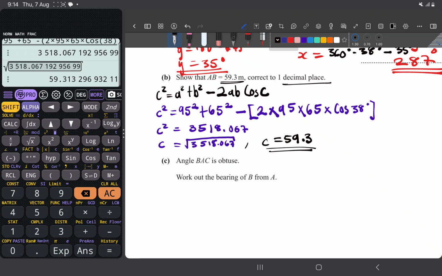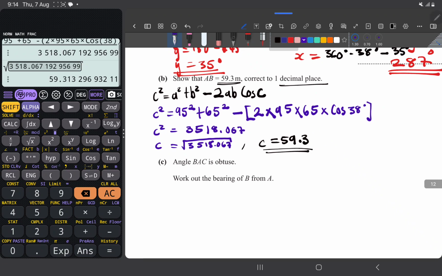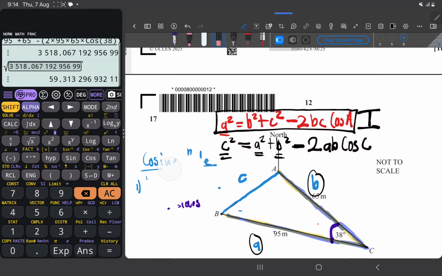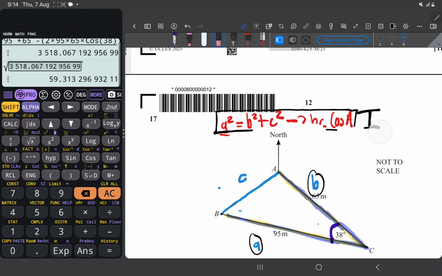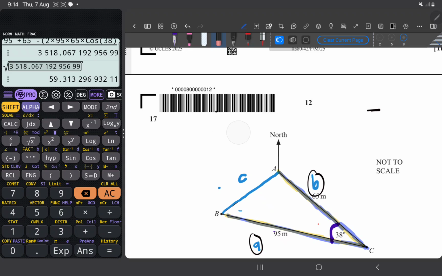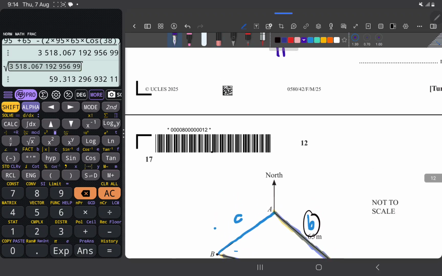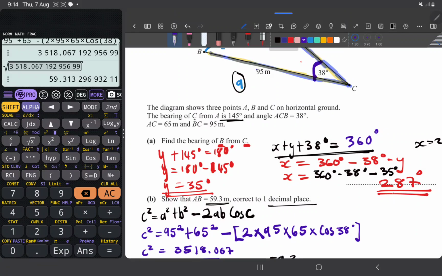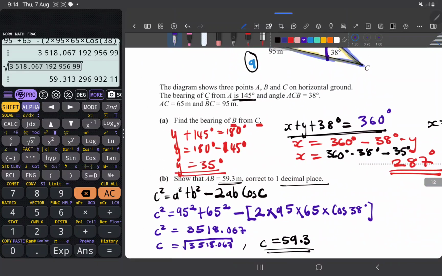Okay? Now let's go to angle BAC. They're saying angle BAC is obtuse, blah, blah, blah. We don't really care about that line. This is the question. Work out bearing of B from A. Now, I told you the 3 rules of bearing. Let me remove these other things for now. What are the 3 rules of bearing? Bearing is number 1, 3 figure. So you should make sure you put your answers in three figures, which for us it was 287, which is already 3. So we are fine.